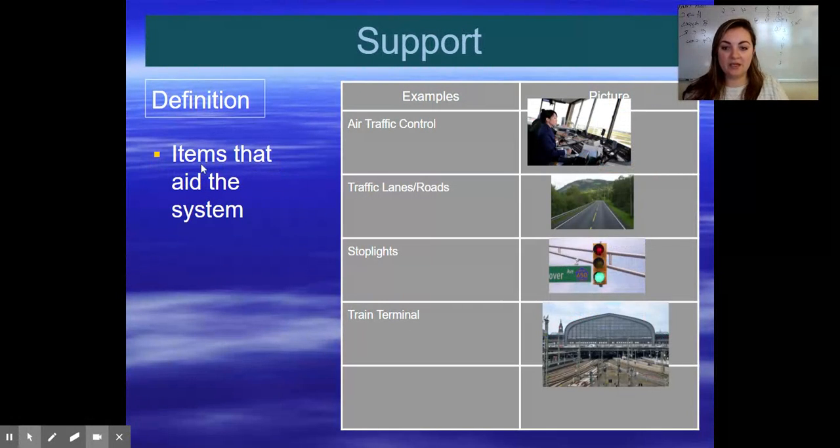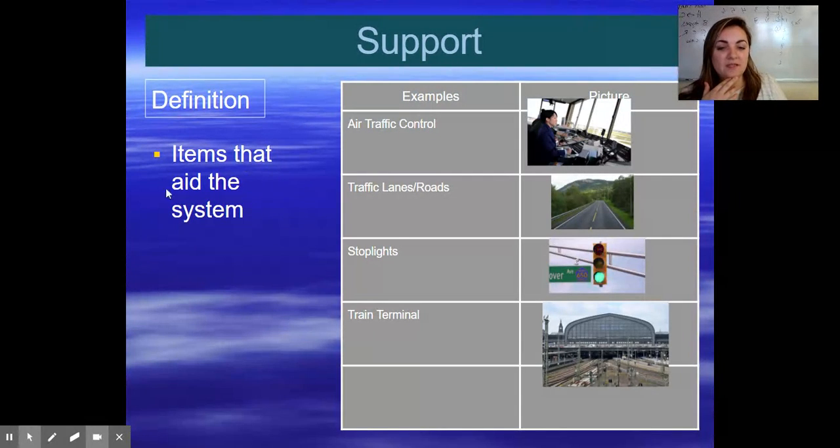Support would be like any system that is aiding, any item that is aiding the system. So it's nothing that is directly a part of the system, but it does aid the system in certain ways. So if we take out support, you can't use the transportation system. It's not directly a part of the system. It's not like the wings on an airplane or the airplane cabin or the propulsion, the propeller. It's actually a part that's not attached, but we do need it to get from one place to another, because again, that's the whole point of a transportation system.